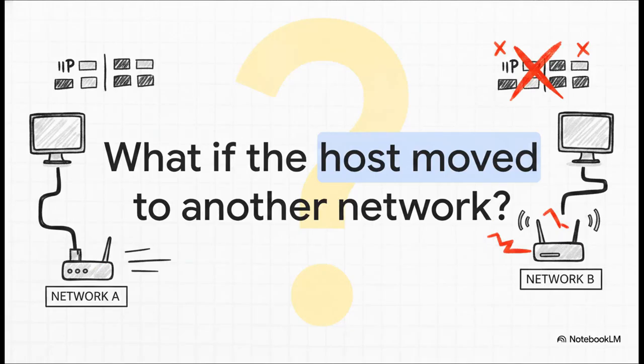To really get why mobile IP is such a game changer, we first have to take a look at traditional IP addresses. You see, the original Internet protocol was really designed for stationary hosts. It completely assumes your computer just stays plugged into one specific network. The first part of your IP address identifies your network, and the second part identifies your device.